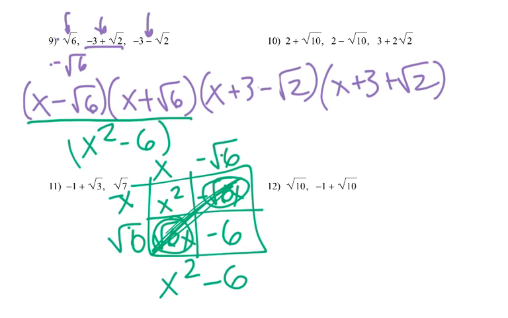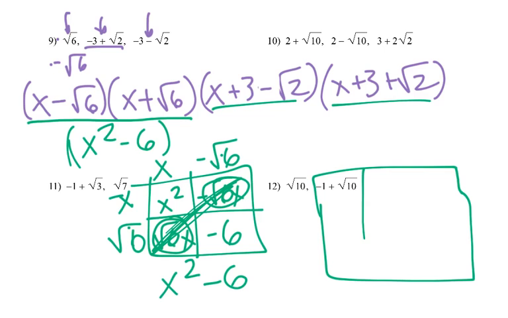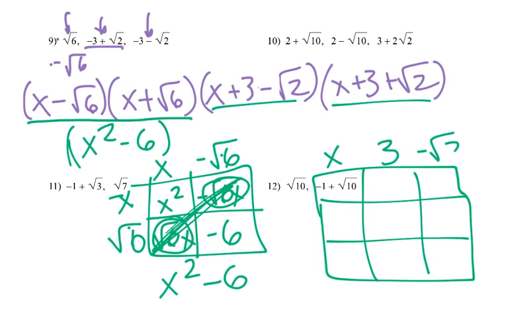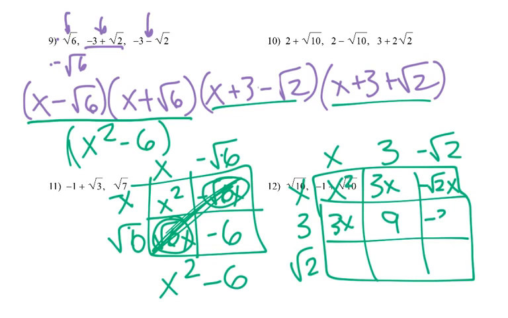So we actually got rid of our radicals there. Now these ones will give us kind of the same thing. So x plus 3 minus square root of 2, and x plus 3 plus square root of 2. So x squared, 3x, negative square root of 2 x, 3x, 9, negative 3 square roots of 2, x square root of 2, 3 square roots of 2, and square root of 2 times square root of 2 is 2, with the negative in front.